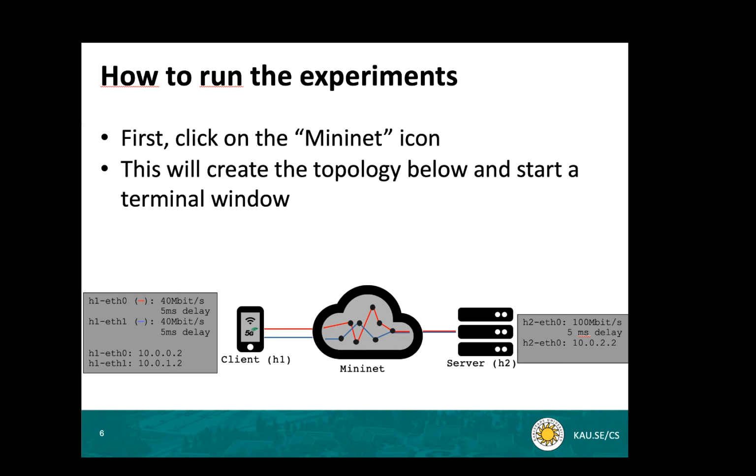So to run the experiments, we will configure a virtual environment. In this case, we have a client and a server, and they are connected. The client is connected with two paths and the server with a single path. So the client has two symmetric paths of 40 megabit and 5 millisecond delay each. And you can also see on the slide that we have two addresses on the client side, and on the server side we have a single address. And the server is connected with 100 megabit and 5 millisecond delay. So if you click the number 1 Mininet in the virtual machine, you will start an emulation with this scenario.